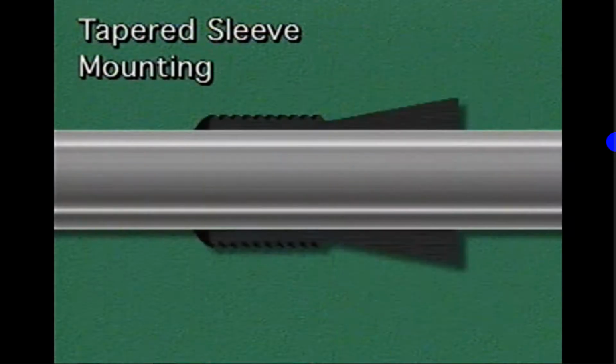Another type of inner ring mounting is tapered sleeve mounting. With this method, the inner ring of the bearing is not mounted directly on the shaft. Instead, a slightly tapered metal sleeve is placed on the shaft first.